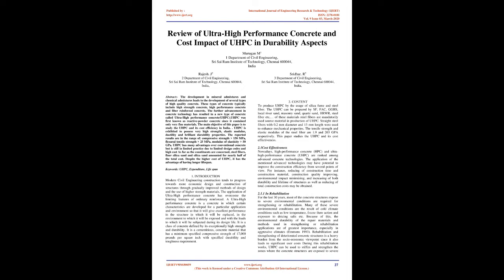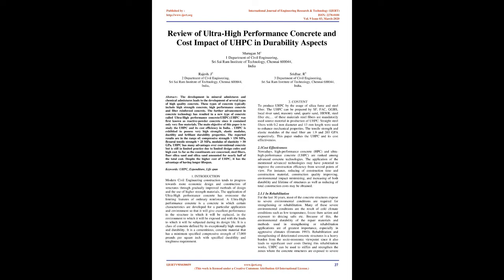it will be exposed and with the loads to which it will be subjected during its design life. It is a class of concrete defined by its exceptionally high strength and durability. It is a cementitious concrete material that has a minimum specified compressive strength of 17,000 pounds per square inch with specified durability and toughness requirements. 2. Content. To produce UHPC by the usage of silica fume and steel fiber.